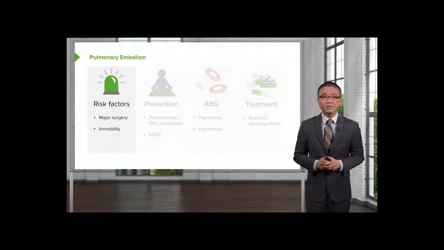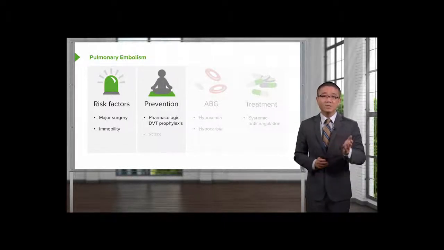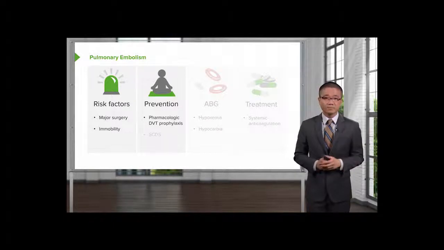How do we prevent DVTs and subsequent pulmonary embolism? Well, we give pharmacologic DVT prophylaxis in the setting of surgery. Sometimes we give the pharmacologic DVT prophylaxis before even making an incision. The choice of DVT prophylaxis is up to you and your institution. There is some evidence that sequential compression devices may also help, although by themselves they are not sufficient to prevent DVTs and subsequent pulmonary embolism.